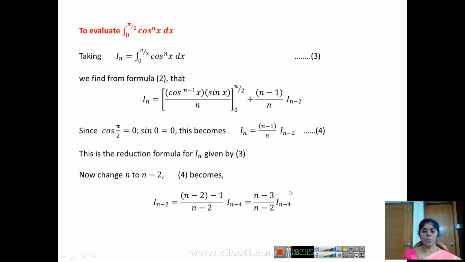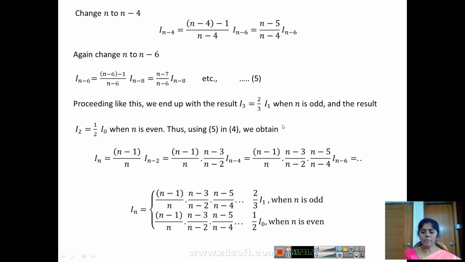Similarly, to get the value of I_{n-4}, change n to n minus 4 in equation 4. It yields the result I_{n-4} equals (n minus 4 minus 1) whole divided by (n minus 4) into I_{n-6}, which is equal to (n minus 5) whole divided by (n minus 4) into I_{n-6}. So proceeding this way, we end up with the result I3 in terms of I1 and I2 in terms of I0.